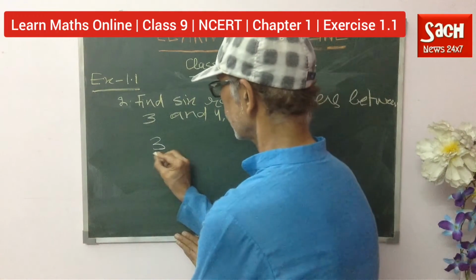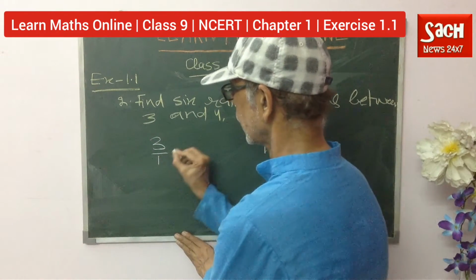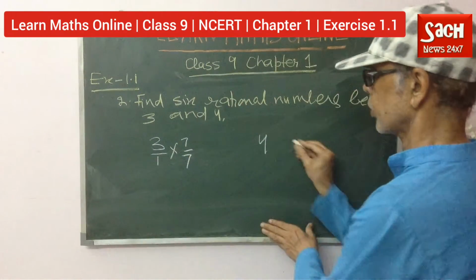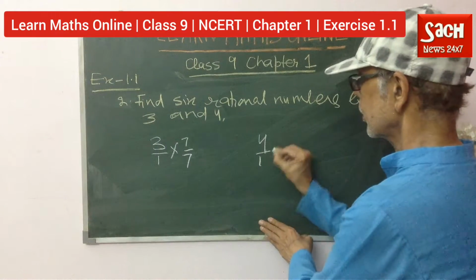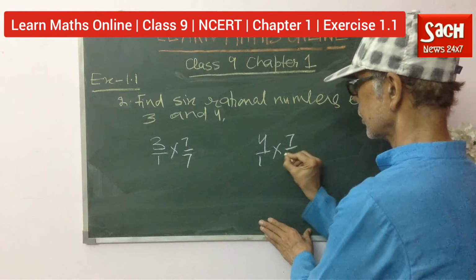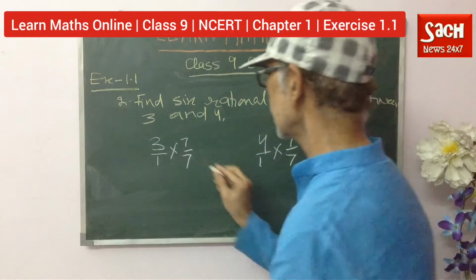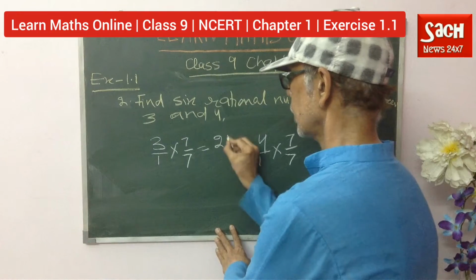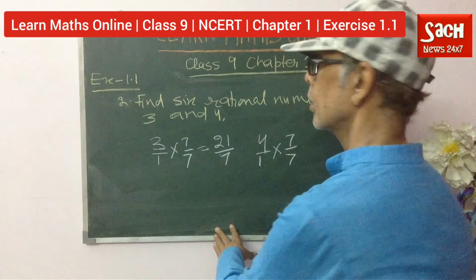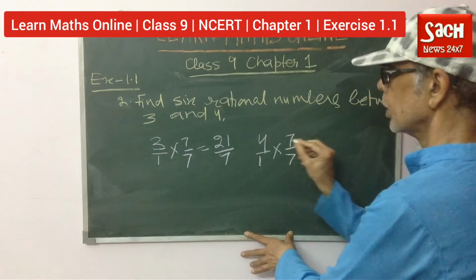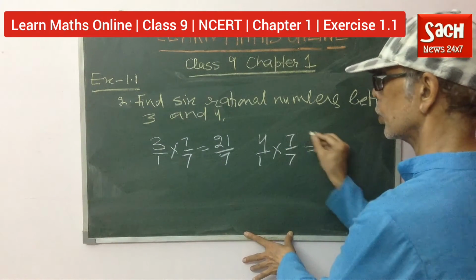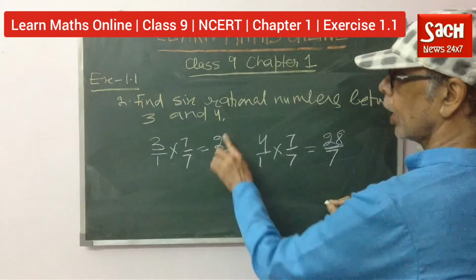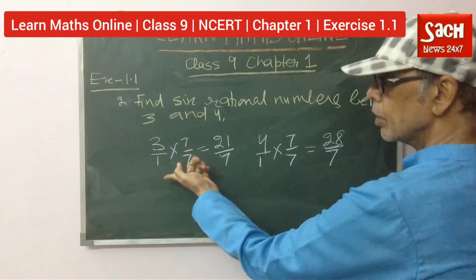So we will take 3 divided by 1 and multiply by 7 by 7, because we have to find 6 rational numbers. Then 4 by 1 multiplied by 7 by 7. What will be the answer? 3 into 7, 21 divided by 7. Similarly, 4 into 7, 28 divided by 7. If you divide 21 by 7, it will be 3.